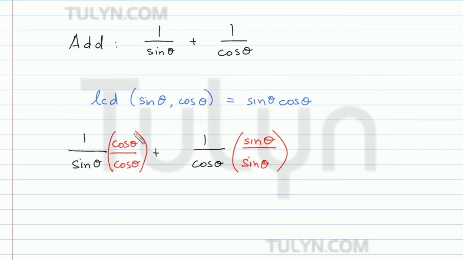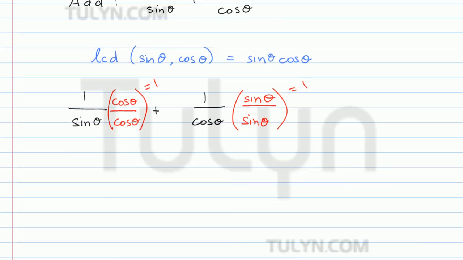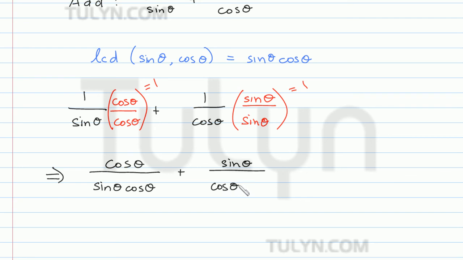Now remember, the reason why we multiply the top and bottom by the same thing is that essentially we're just multiplying by 1, right? These are just equal to 1. So we're not really changing the expression in any way. So combining these together, the first expression is cosine of theta over sine theta cosine of theta, and then the second one is sine theta over cosine theta sine theta.